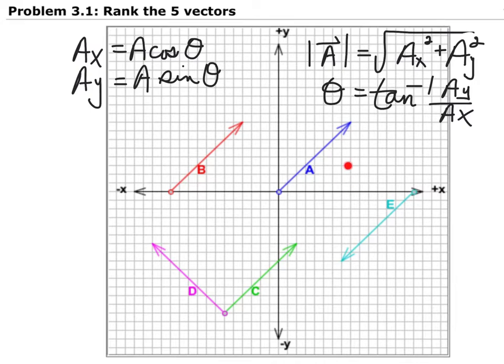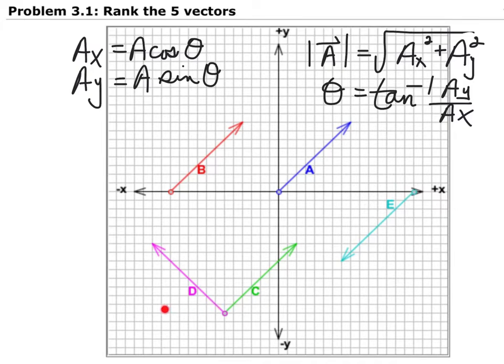And so we get the components from the graph. We use these equations to get the magnitude and the direction, but if your trig's good, you'll know that when the 2 components are equal, the angle is 45 degrees. So these are all going to have an angle of 45 degrees to the x-axis.